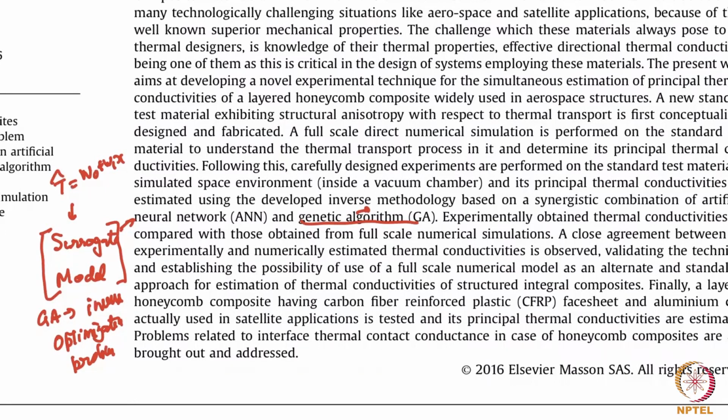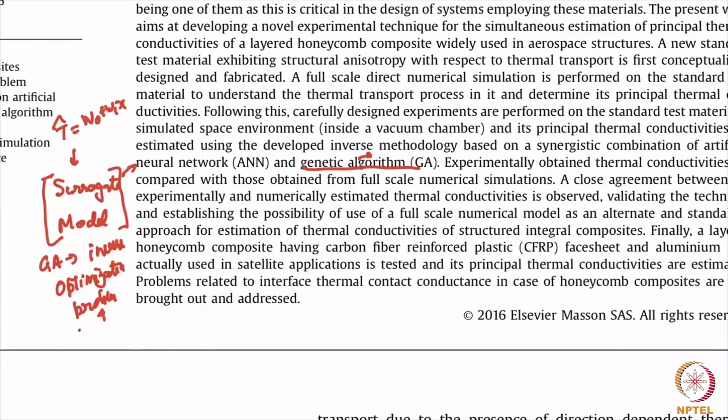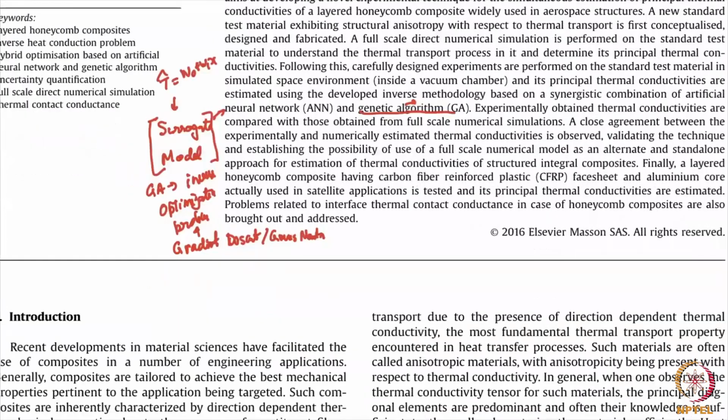Now, when we do the correction, when we do the optimization, GA was used to do the same thing as what we used gradient descent for, or Gauss-Newton. Instead of that, a different algorithm was used here, which is the genetic algorithm. So when you see genetic algorithm, just assume that we are doing something like Marquardt, Tikhonov regularization or Gauss-Newton. So those are the two relative roles of these two things.